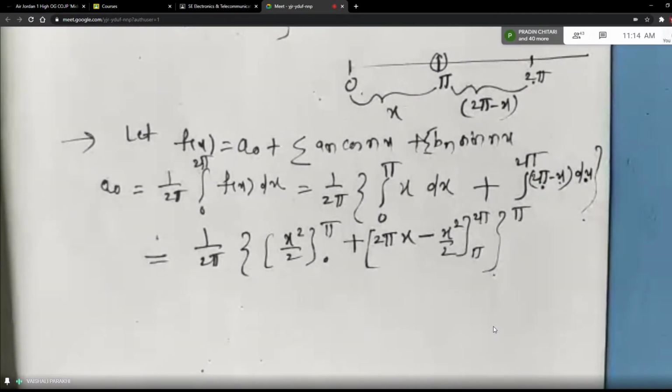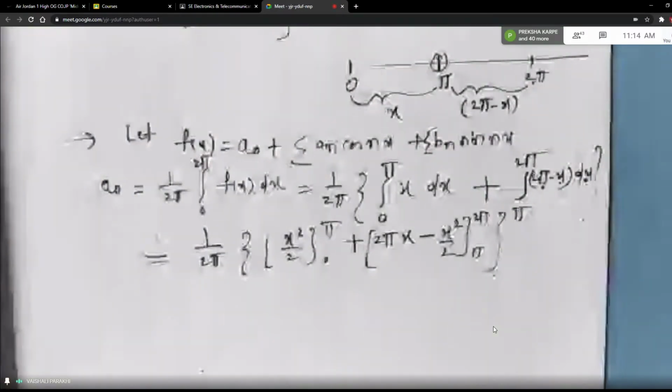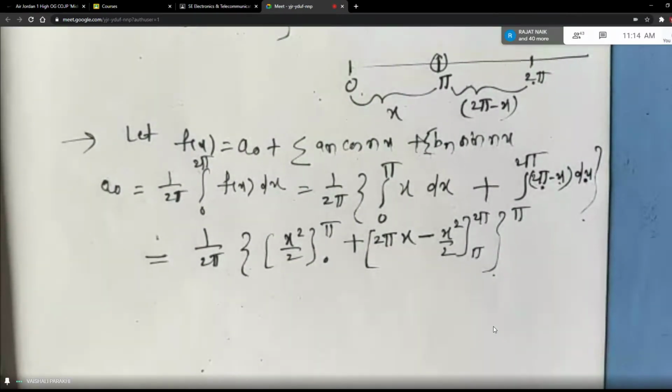See students, once you write the correct formula and substitution, remaining steps are just solution of the definite integral, carefully. Okay, so am I doing something new here? This integration part already you know, right? So try to do it independently also.